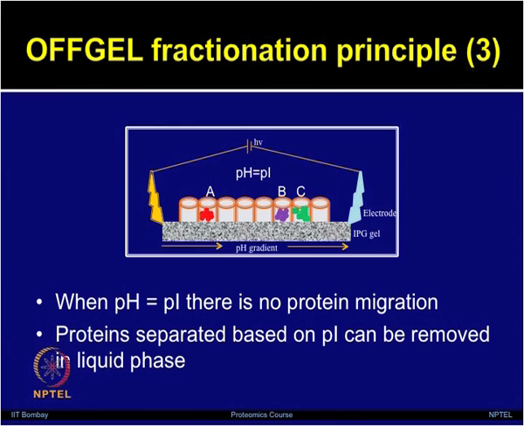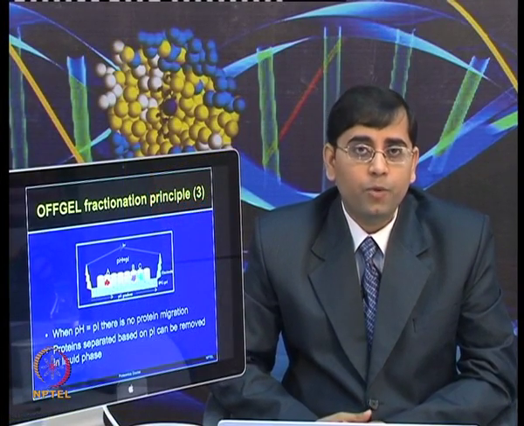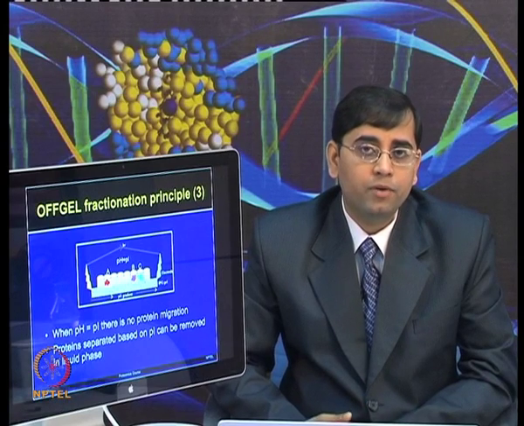Now, this is the protein separation which you wanted to happen. For example, A, B and C, you had 3 proteins with different isoelectric points, and you wanted to separate those. In this method, in the pH range 4, 8 and 9, you have those fractions, which you can collect after doing the isoelectric focusing. So, proteins can be separated based on the isoelectric point, and can be removed in the liquid phase.